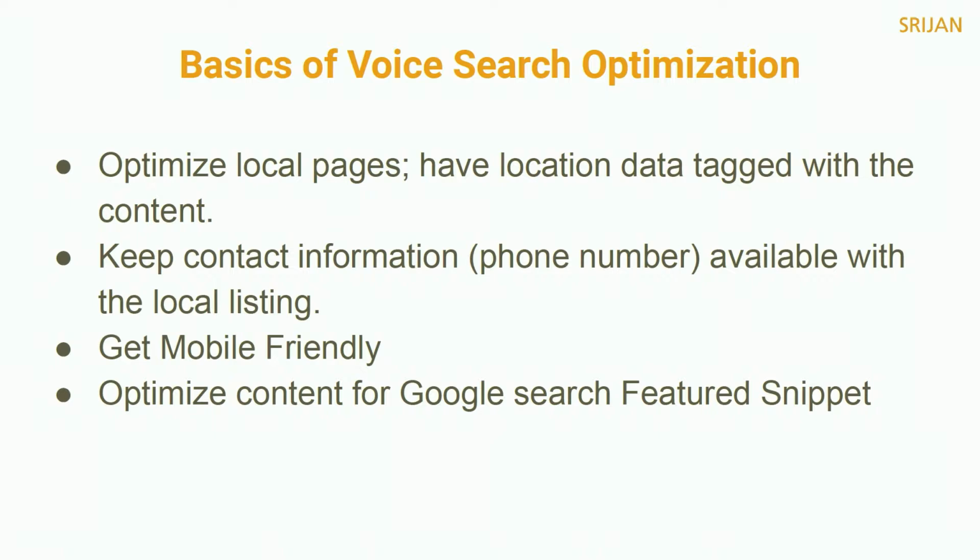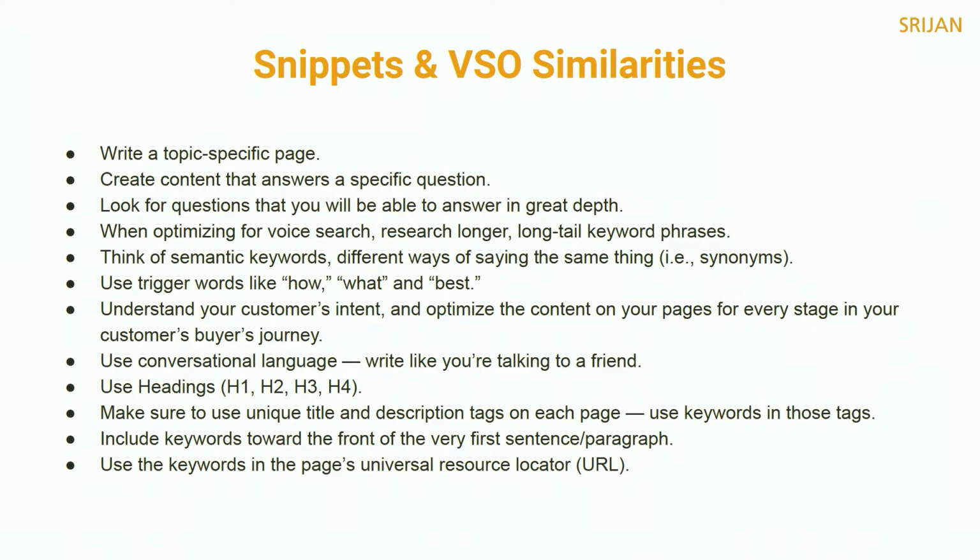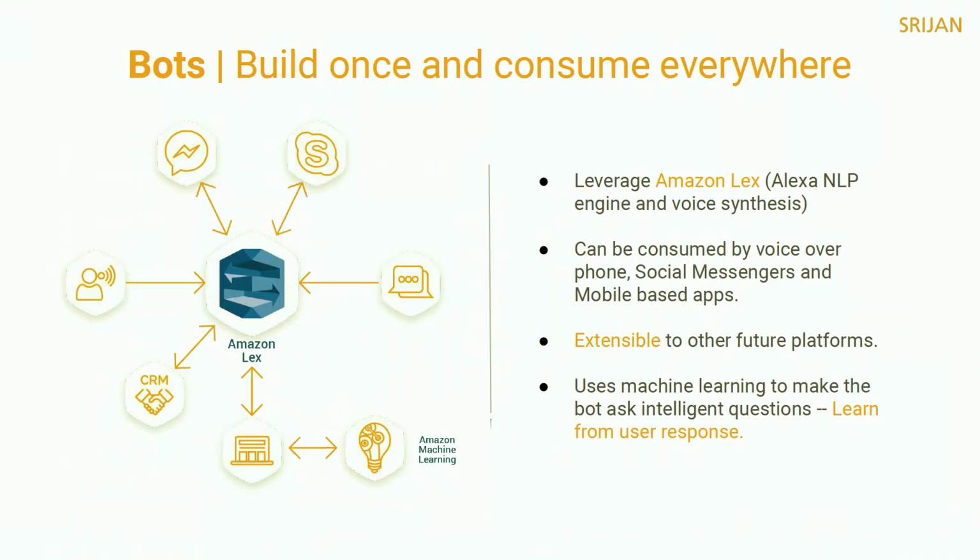I talked about the Google search feature snippets already, right? And then there are some very obvious things from a search optimization point of view: using triggers, thinking of semantic words, using headings like H1, H2, using listicles. Use conversational language, like you're talking to a friend. It's important to understand the customer intent and optimize the cadence around that. Anything that you build for featured snippets will automatically be applicable for voice search optimization as well.